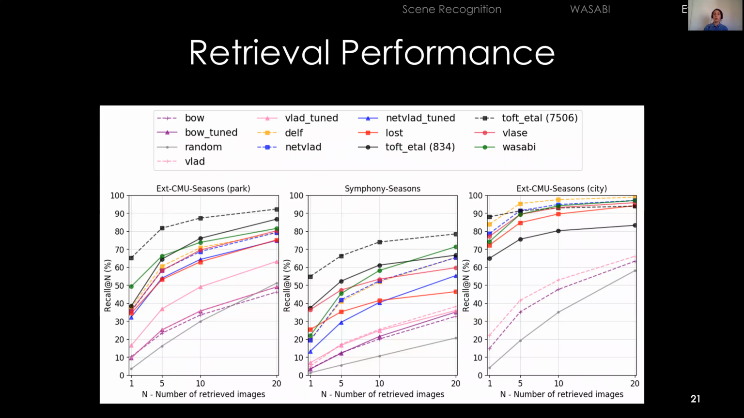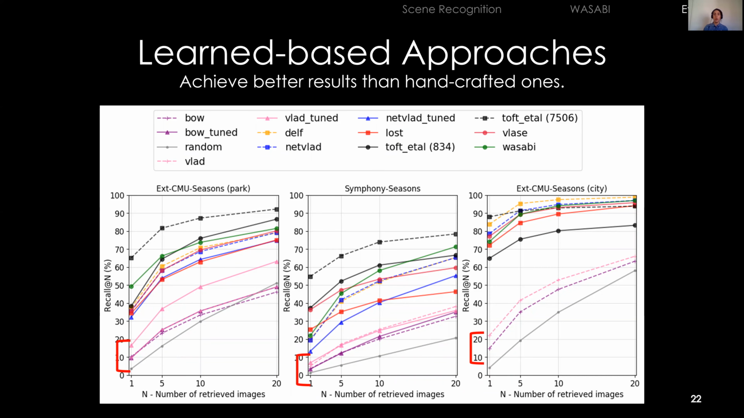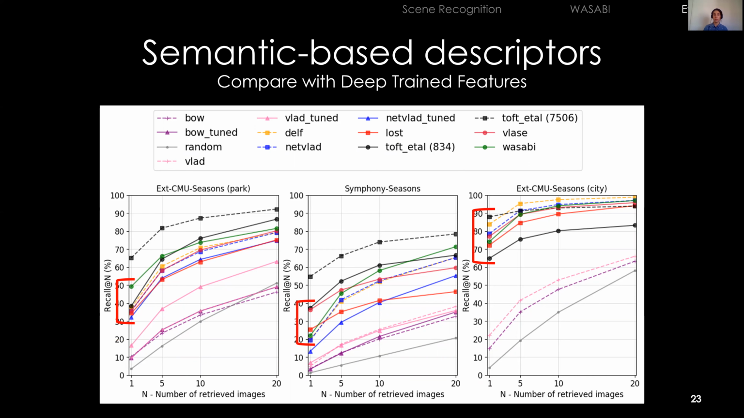Now onto the results. This plot shows the retrieval performances over the 3 types of environments, and I will now go through the main observations we can draw from this plot. The first one is that learning-based descriptors are better than handcrafted ones. Here, the lowest results, circled in red, correspond to the bag-of-words and VLAD methods derived with SIFT descriptors. The second observation is that semantic-based approaches compare with state-of-the-art deep methods such as DELF and NetVLAD. And this is an interesting observation because it shows that the manual integration of semantics is a relevant alternative to training a network specifically for recognition.